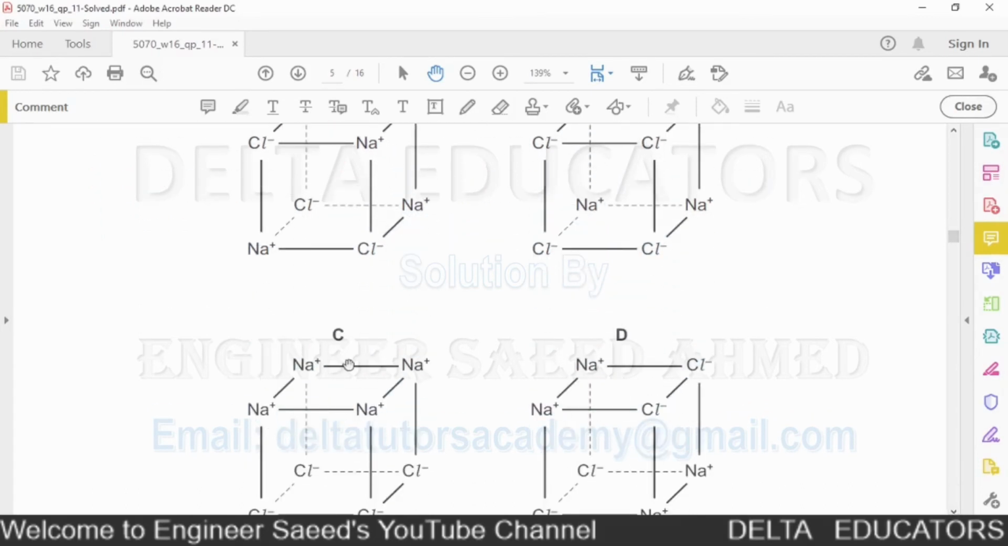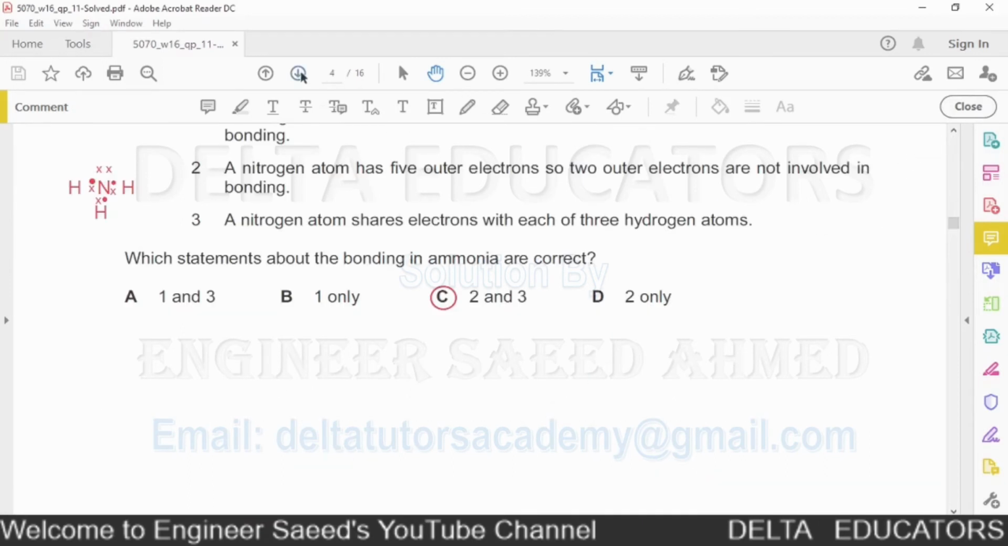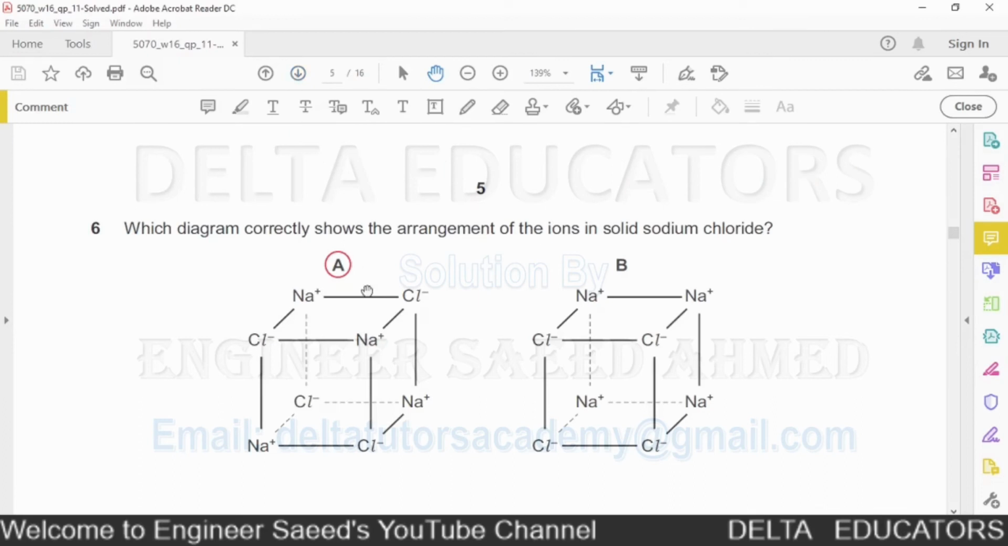In C and in D, again we have noticed that we have the same charges one after the other. Again here we are looking, we have the same charges. So option C and option D are also not possible. The only possible option is option A, where we are looking, we have alternate positive and negative charges.